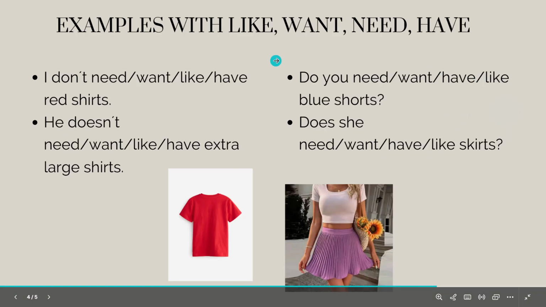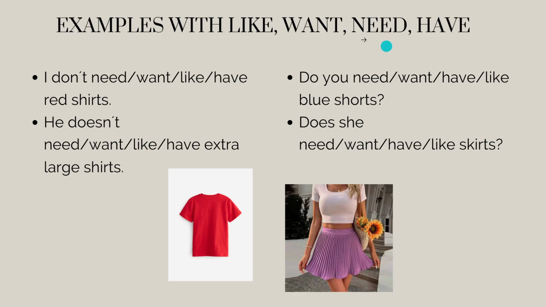Now, obviously, throughout the lesson, we have been looking at want, need, like, and have. So here are some examples using each of those for sentences. For example, we have I don't need red shirts. I don't want red shirts. I don't like red shirts. And I don't have red shirts.